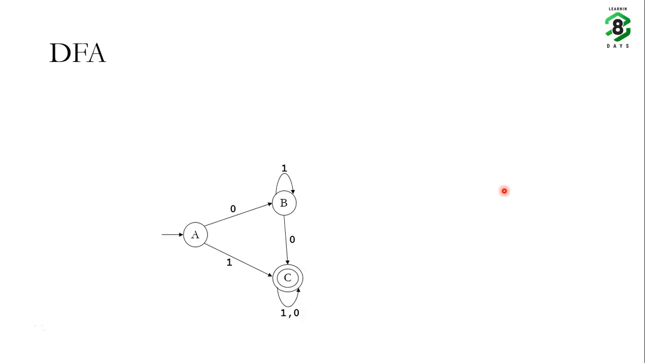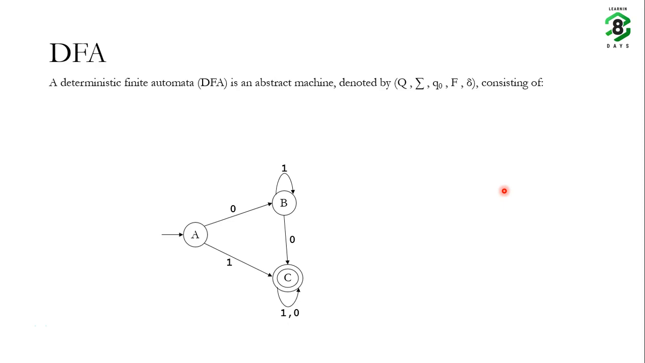Now here is an example of a DFA, which is an abstract machine and is denoted by a 5-tuple given by Q, sigma, q0, F and delta. A DFA consists of a finite non-empty set of states given by Q. So in this figure, A, B and C are the three states.